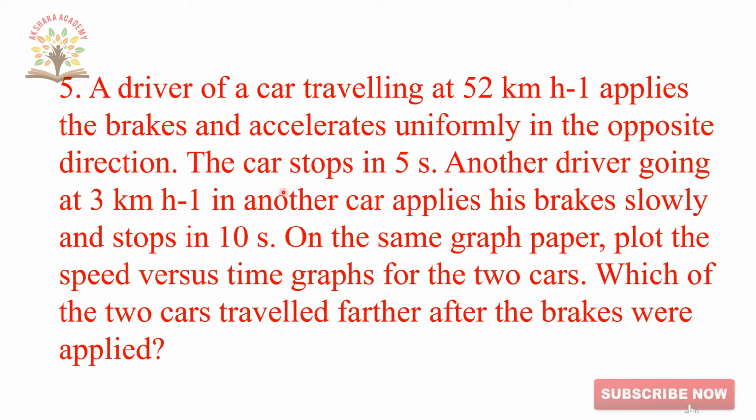In this question, they have given the speed of the car as 54 km per hour, and it accelerates uniformly in the opposite direction and stops in 5 seconds. Another driver going at 3 km per hour in another car applies his brakes slowly and stops in 10 seconds. We have to find out which of the two cars traveled farther after the brakes were applied. Let us go to the solution.